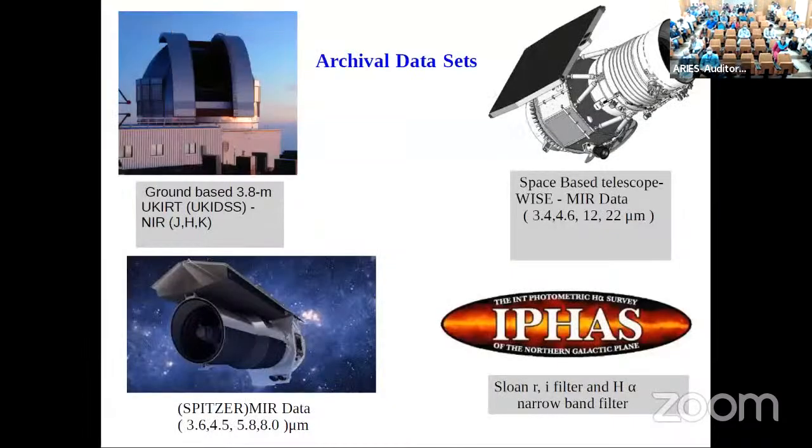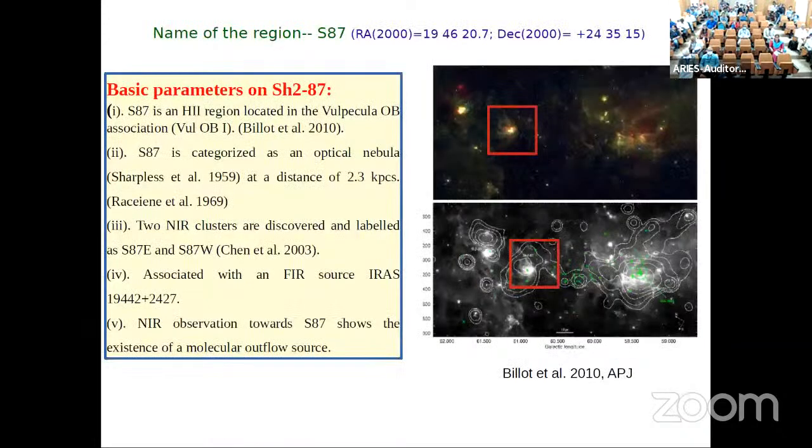So these are the archival data sets. For the near infrared part, we have used the ground-based UKIDSS data, and for space-based infrared data, we have used WISE and Spitzer. Spitzer covers the 3.6 to 8 micrometer region, and WISE covers 3.4 to 22 micron. We have also used the IPHAS data, which mainly has the Sloan r and i filters and the H alpha narrow band filter.